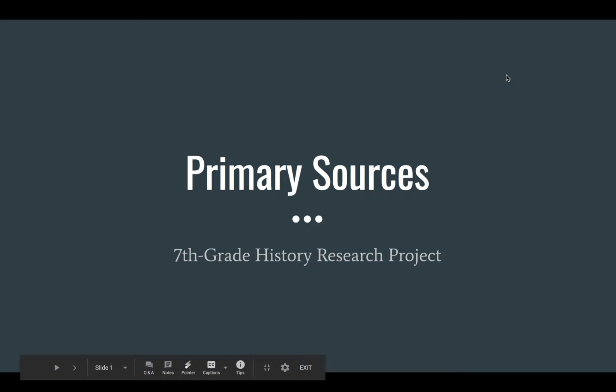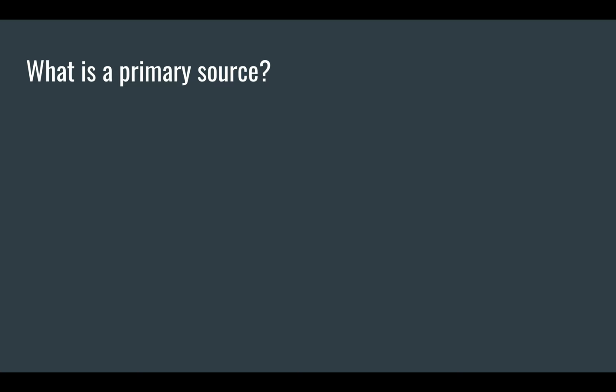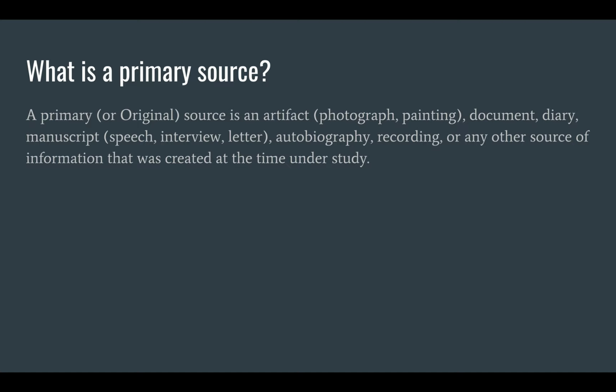Hello, this screencast is going to show you how to find and use primary sources for your 7th grade history research project. What is a primary source? Well, a primary source, or original source, is an artifact such as a photograph or painting, document, diary, manuscript such as a speech, interview, or letter, autobiography, recording like somebody speaking, or a video, or any other source of information that was created at the time under study.